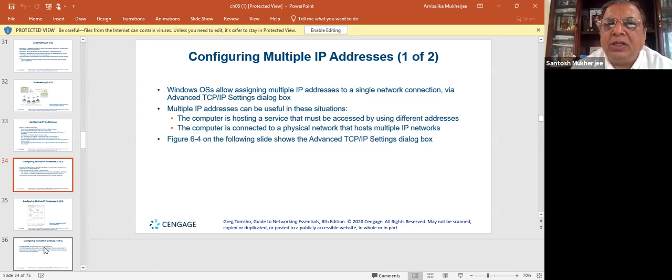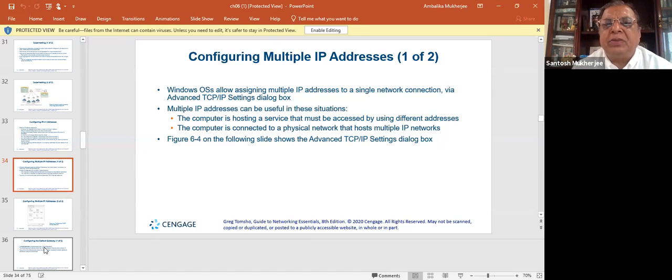Windows operating systems allow assigning multiple IP addresses to a single network connection via the advanced TCP/IP settings dialog box. So in the operating system, because as you know, this has to work in the operating systems. Though it's an internet protocol, it has to go to the computers, and those computers are governed by different kinds of operating systems: Windows, Unix, Linux. All those operating systems should recognize all these hosts. Otherwise, it cannot reach the ultimate computers.